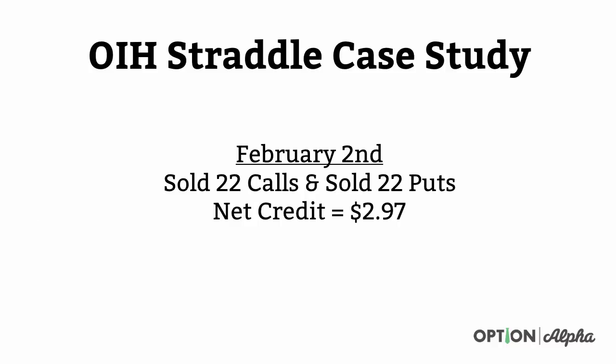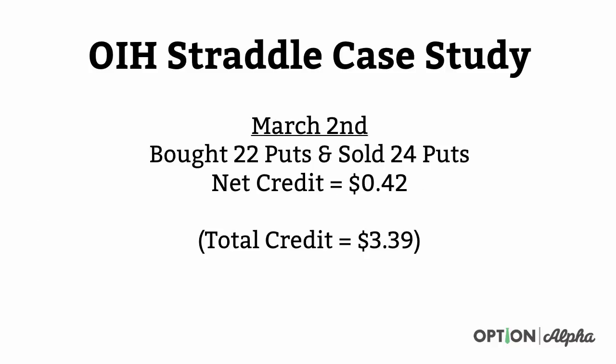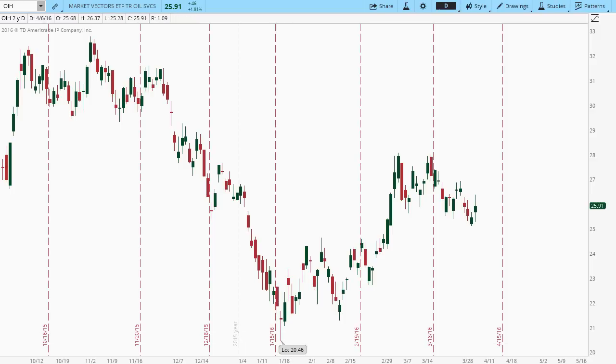So what ended up happening, obviously, the stock rallied, and we went ahead on March 22nd and bought back our 22 puts and went a little bit inverted here and sold the 24 puts. So we rolled our 22 puts higher to the 24 strike for a net credit of $42. Now we take in a total credit at this point, after all adjustments so far, of $3.39 after rolling this trade higher. So basically what we did is, as the stock was rallying higher, we took our 22 strikes, which are here, and we rolled them up to 24.